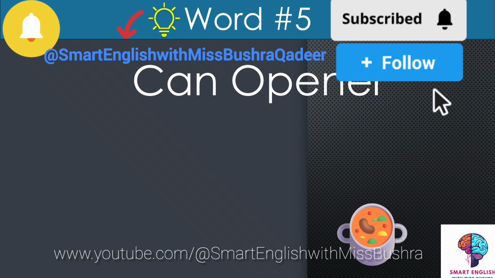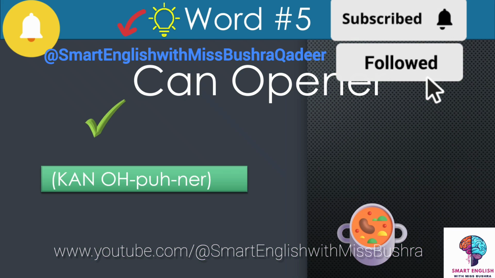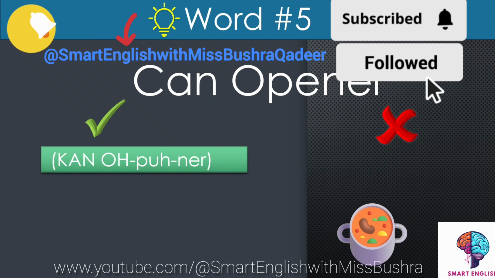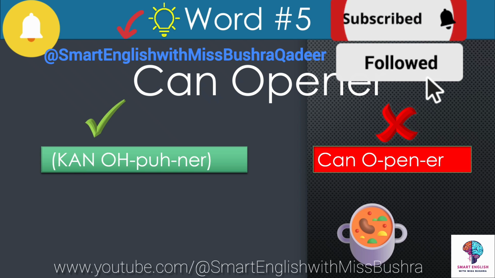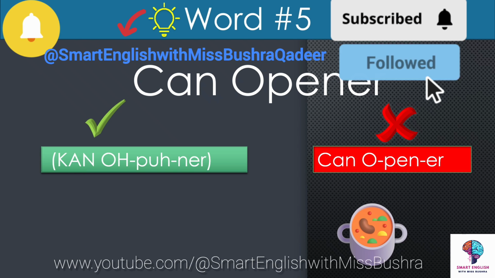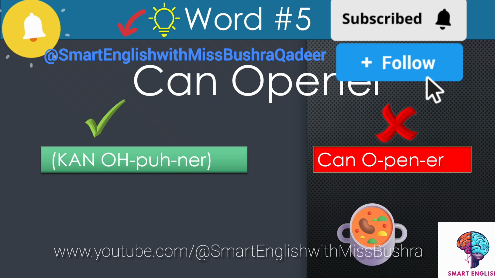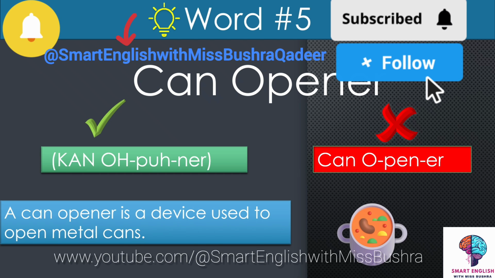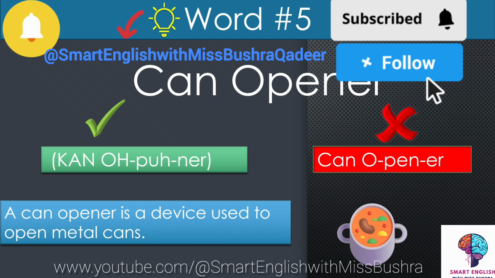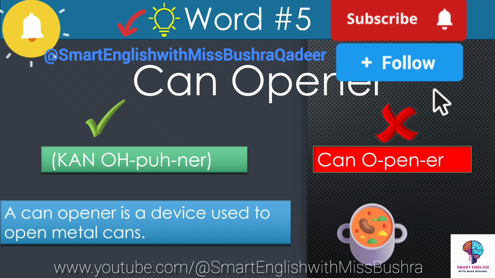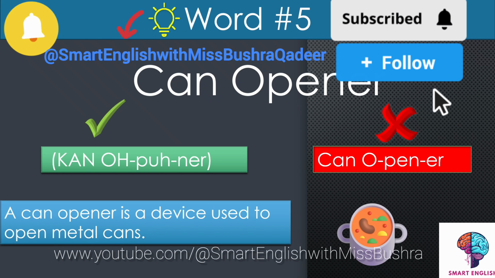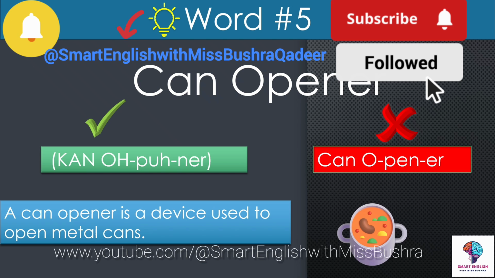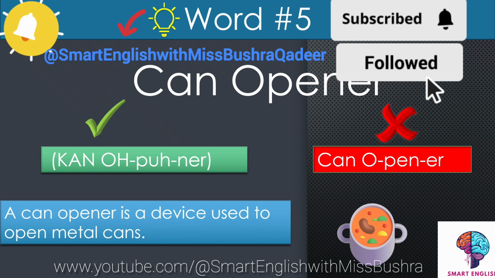The next word, word number five, that is can opener, can opener, not can opener. It's not pen, it's pen. Can opener. A can opener is a device used to open metal cans. You use it for cold drinks, you use it for a lot of jars and many other metal cans.